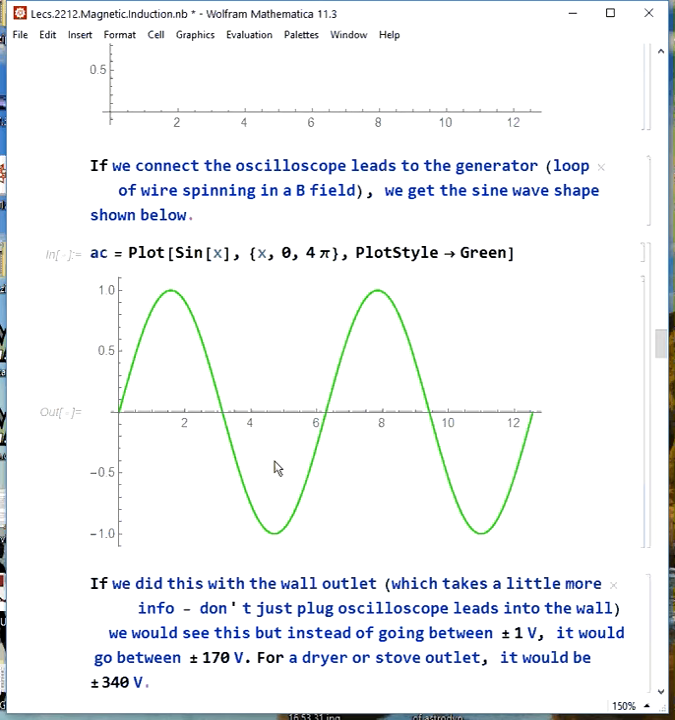But if you did this and got the voltage reading, what you would find is for a regular wall outlet, we'd go up to 170 volts and down to minus 170 volts. If you did this for your dryer or stove outlet, it would go back and forth between 340 volts, positive and negative.